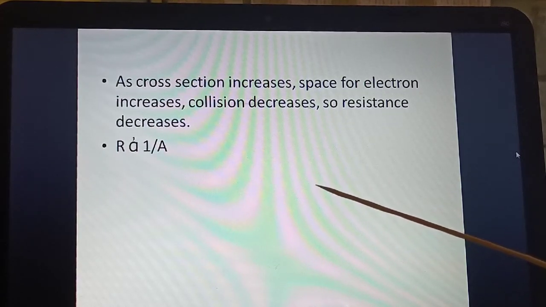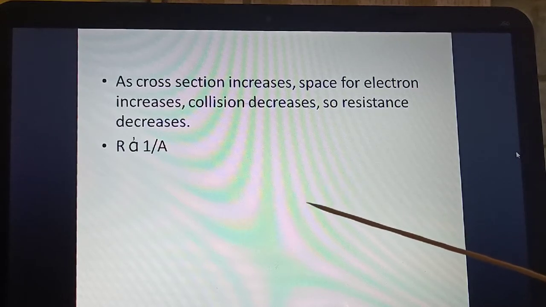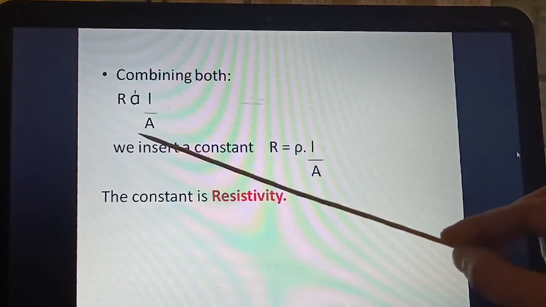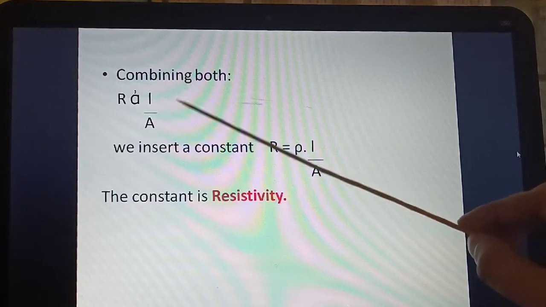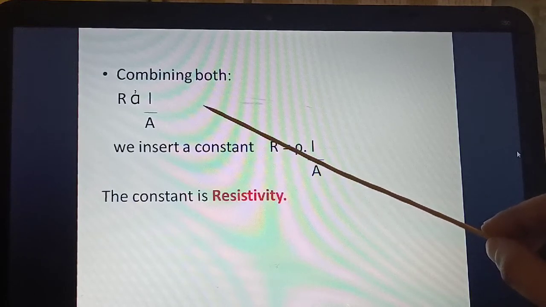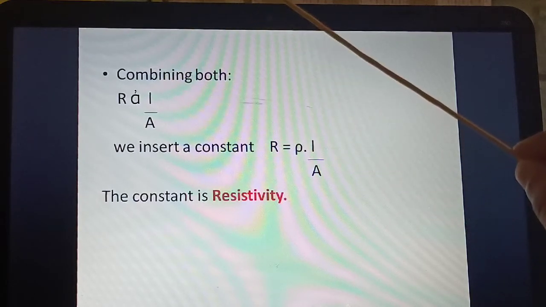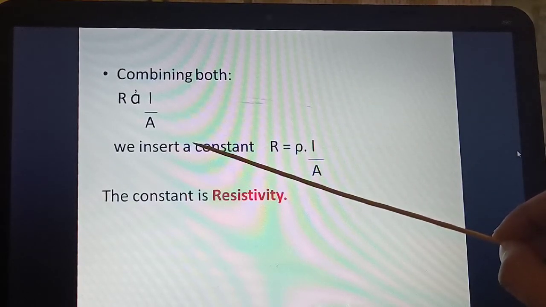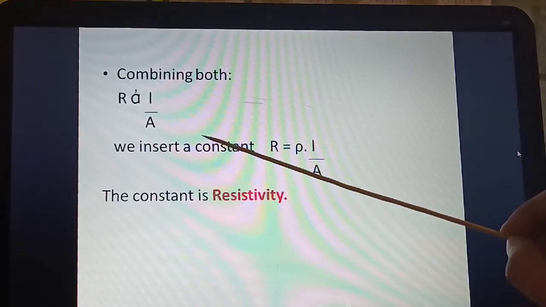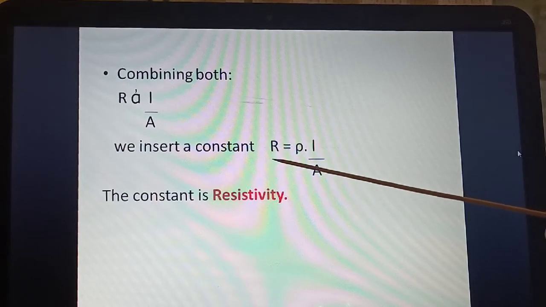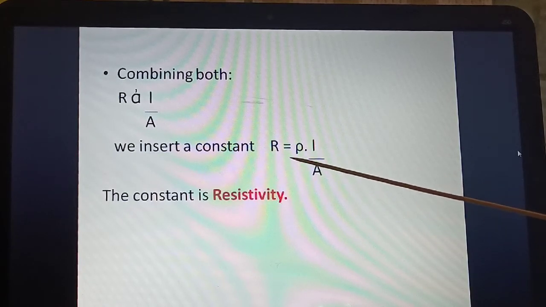Now here if you combine both, that is the length and the cross section area, what happens? You will get R inversely proportional to length and cross section area. Now you have to remove this proportionality. In order to do that, you have to write the proportionality constant. In order to use an equal sign, you have to write a proportionality constant, isn't it? So which constant? That is nothing but rho.